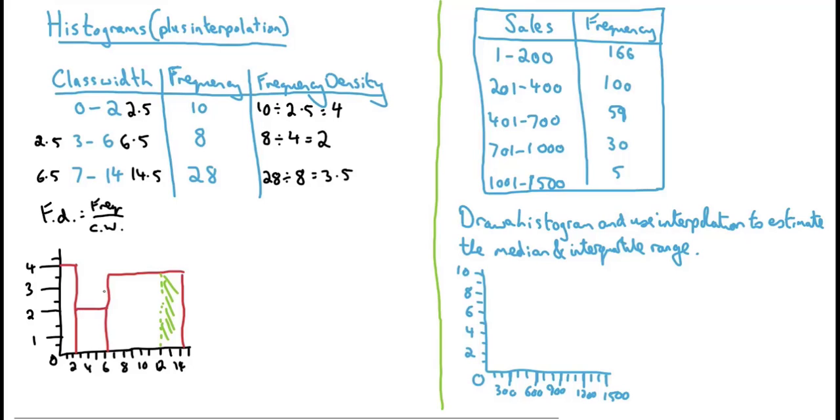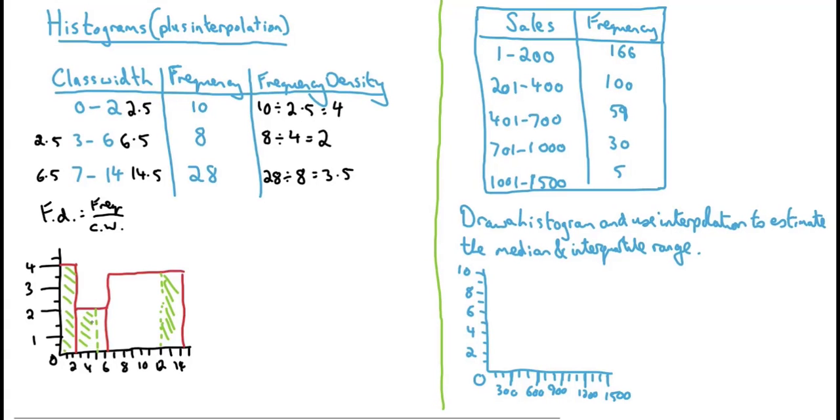Alternatively, we could say, well, how many are below 5? So we'd find 5 here. Now this area is made up of parts of two different bars. You can say that the left-hand bar we already know has an area of 10, but then you'd have to add on to it this 2.5 to get you up to 5 times by 2. So another 5 actually, making 15 in total, less than 5.